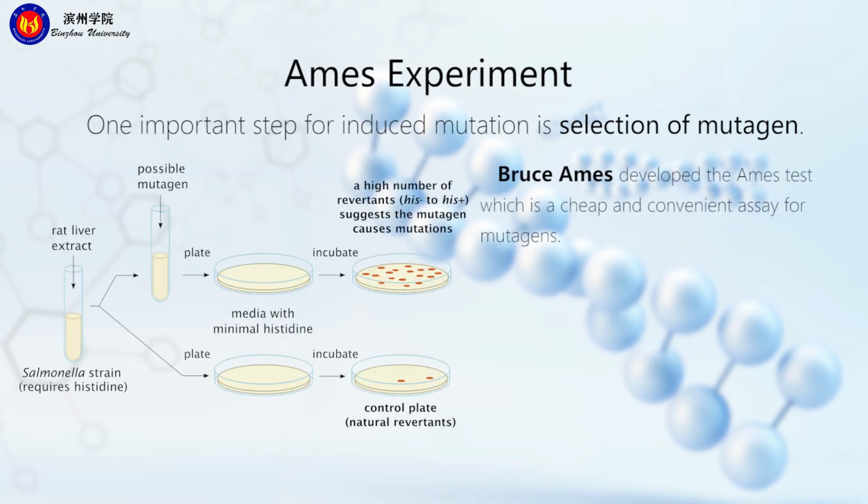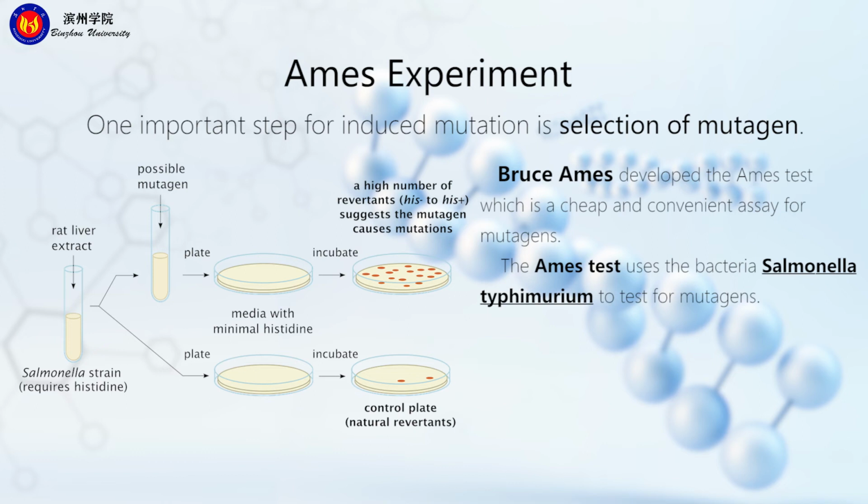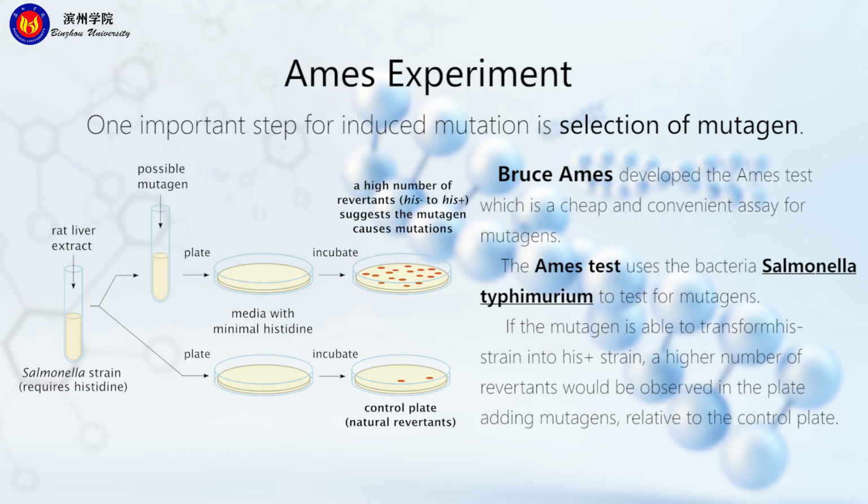Bruce Ames developed the Ames test, which is a cheap and convenient assay for mutagens. The Ames test uses the bacteria Salmonella typhimurium to test for mutagens. If the mutagen is able to transform his strains into his positive strain, a higher number of revertants would be observed in the plate adding mutagens relative to the control plate.